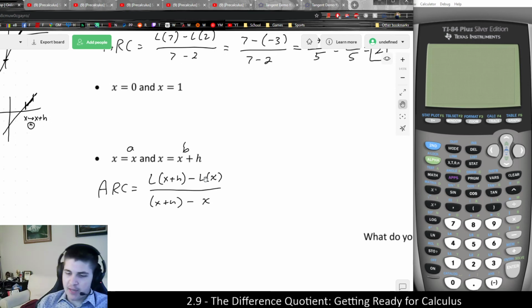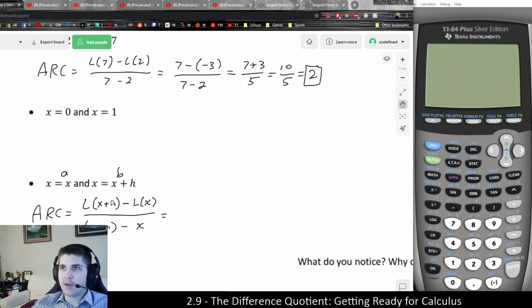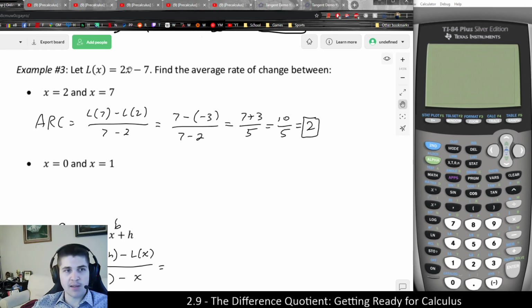And if I look at the algebra here, what I'm going to be left with is, in the numerator, L of x plus h, which just means plug in x plus h into L. So if we were to think about what this L of x plus h means, well, I know that the L function is that. So that would be 2 times x plus h minus 7.